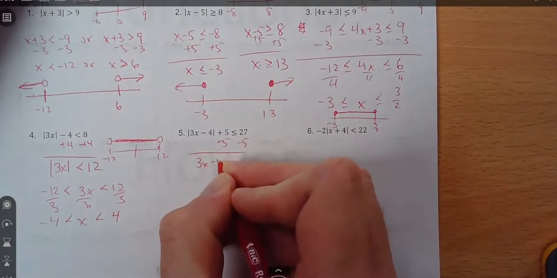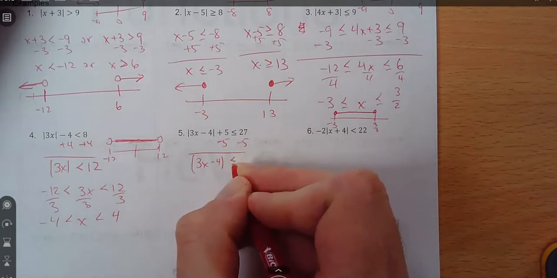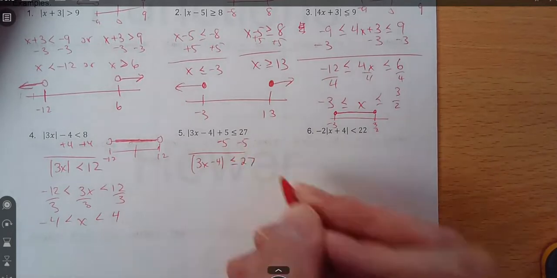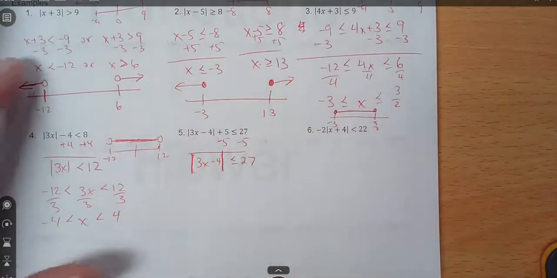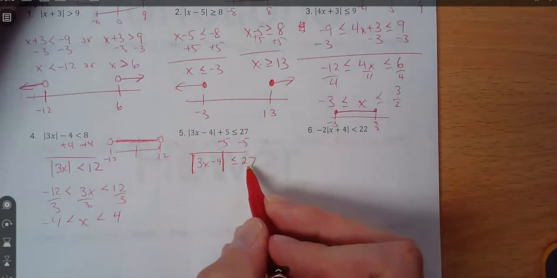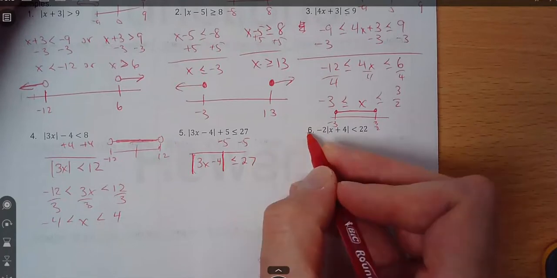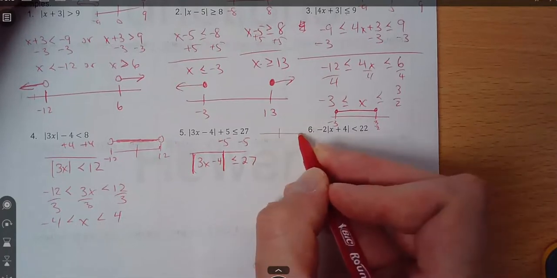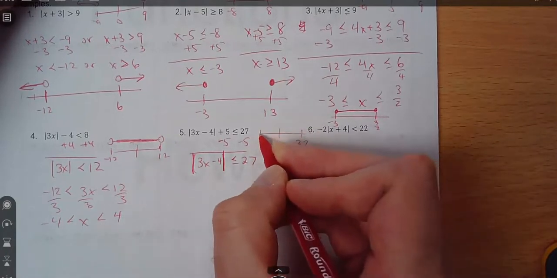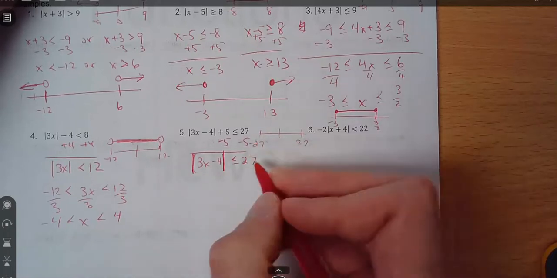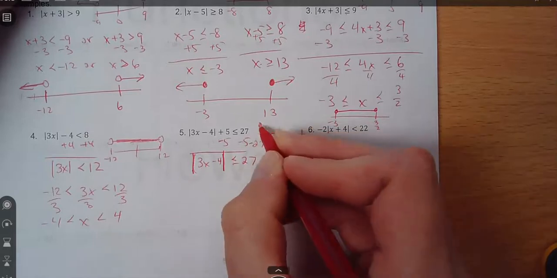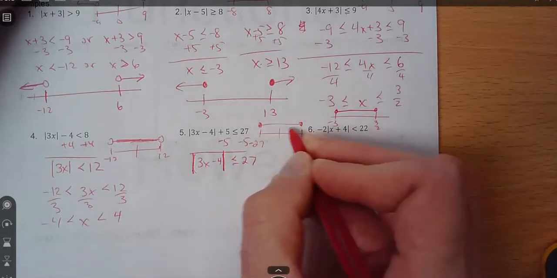So 3x minus 4. Its distance from 0 is less than or equal to 27. So if it's less than or equal to, that's like it's on a leash. It's going to be between two numbers. It could be up to 27 units away to the right, or it could be 27 units to the left, which is negative 27. And it can equal those, so closed circle, this way. The expression is between these two numbers.